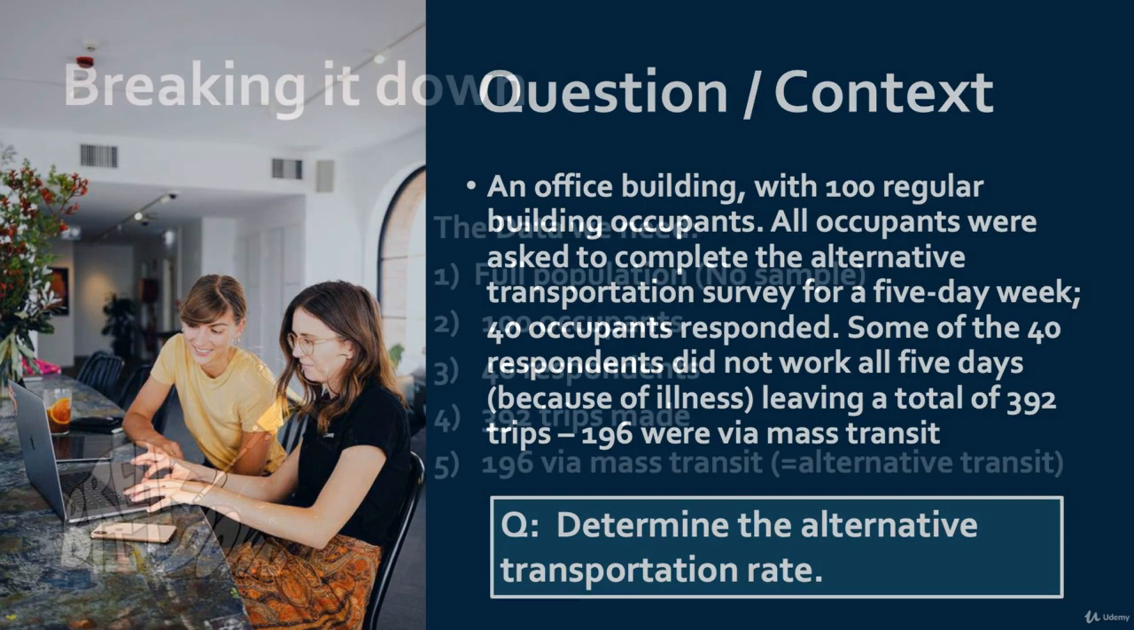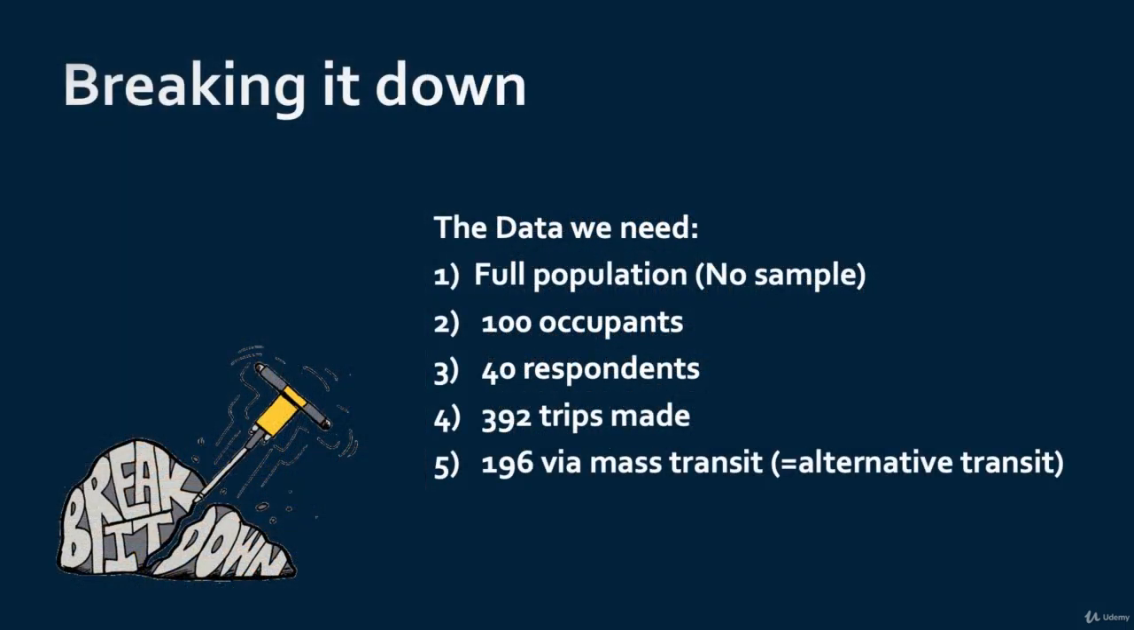And before we get overwhelmed with all of the data, let's just break it down. The data that's been given, the data that we need, is all there. First of all, we have to realize we're working with a full population rather than a sample. There are 100 occupants, 40 respondents, 392 trips made, and 196 via mass transit, which equals alternative transit. I will break down the calculation for you in 6 steps.